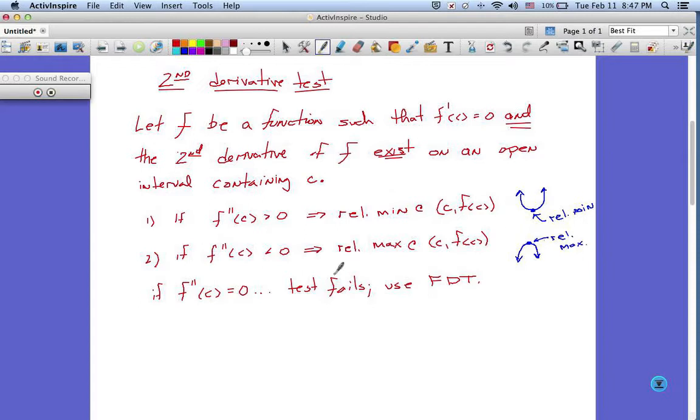And of course, if the second derivative equals 0, well, you don't have any concavity there. The test fails. It tells you nothing. It could be relative min. It could be relative max. It could be neither. So you need to go back and use the first derivative test. So let's take a look at this in action here.